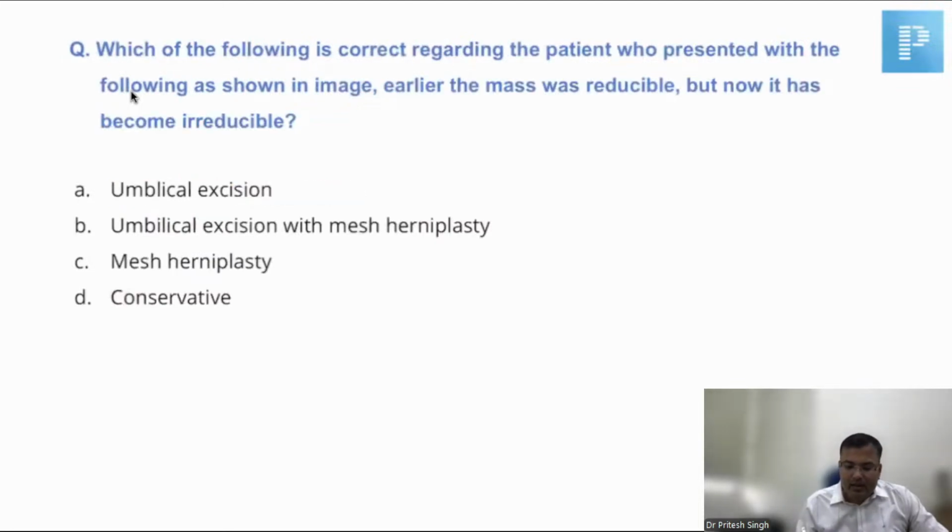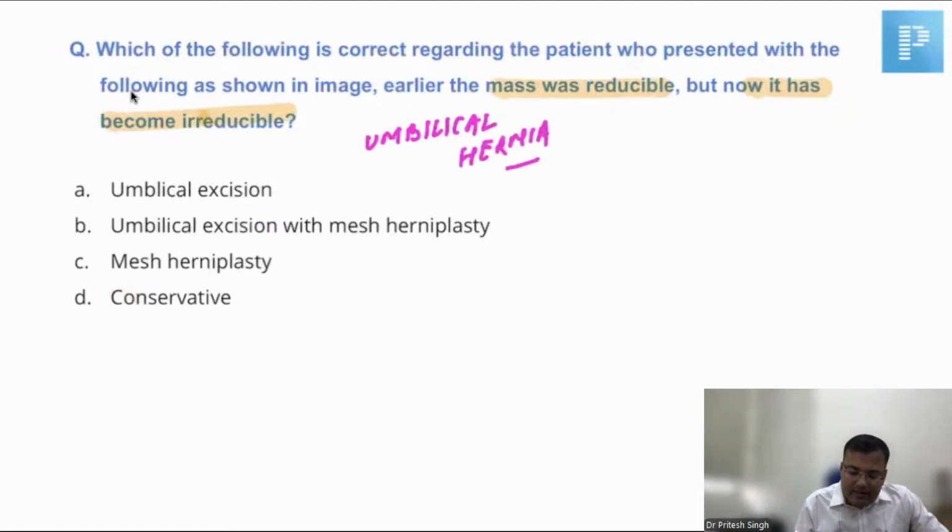Clear? Next, which of the following is correct regarding the patient who presented with the following as shown in the image? Earlier, the mass was reducible, but now it has become irreducible. Somebody was telling me that, sir, it is a case of umbilical hernia. It's a case of umbilical hernia.